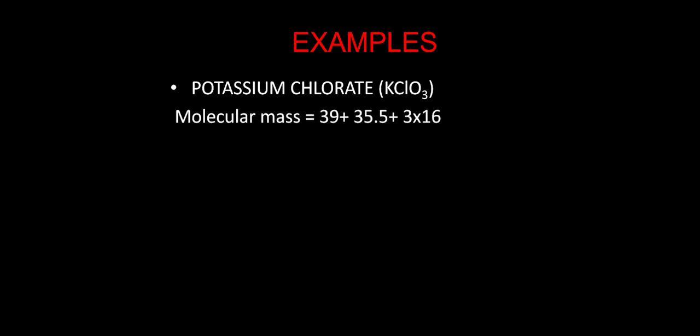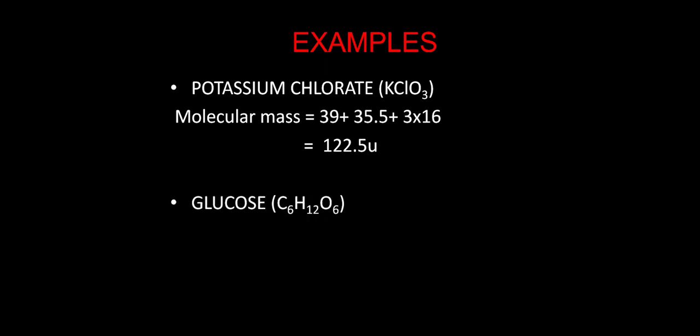Coming to more examples, let us take potassium chlorate, KClO3. Molecular mass will be K, potassium is 39, chlorine is 35.5 and oxygen is 3 times, so 3 into 16, which will give you 122.5 U. So 1 molecule of KClO3 is 122.5 times heavier than 1 AMU.